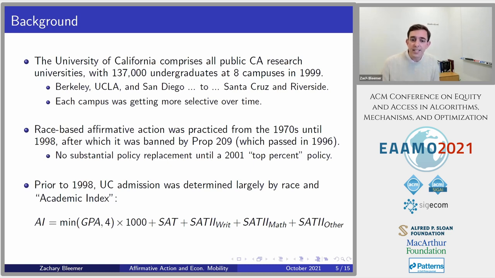And prior to 1998, the University of California's admissions policies were largely determined by students' race and their academic index, which I state here below is just a weighted average of their high school grades and their standardized test scores on the SAT. Okay, so that's a lot of text. Now let me just show you what's going on with this policy.